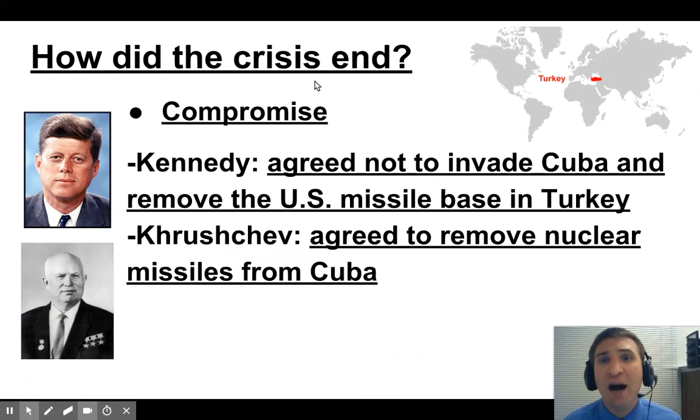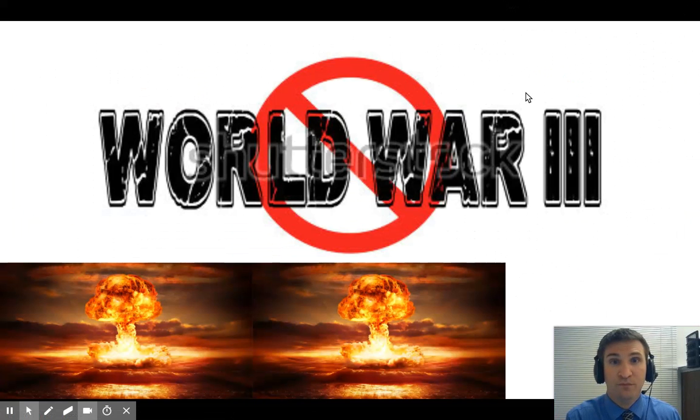In short, compromise. Kennedy said that he agreed not to invade Cuba and to remove the US missile base in Turkey, this country right here, where we had missiles that were able to hit the Soviet Union. We took that away. Khrushchev, the Soviet leader, agreed to remove nuclear missiles from Cuba. No more nuclear missiles in this island country. World War III was avoided. Whew.